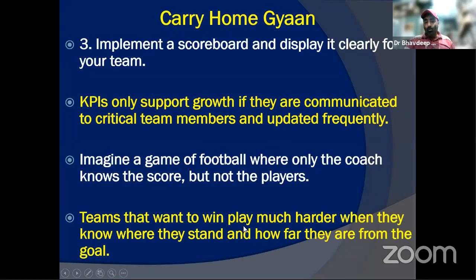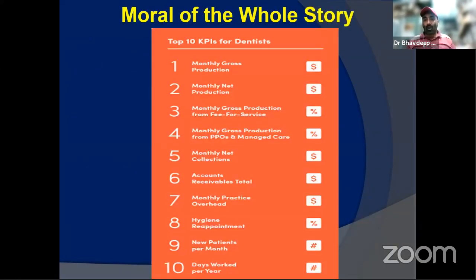So teams that want to win play much harder when they know where they stand and how far they are from their goal, so that they can double their effort in lesser amount of time. So moral of the whole story, the top 10 KPIs followed all over the world for dentists, not in India primarily. Yes, the US, European, and American subcontinent included.